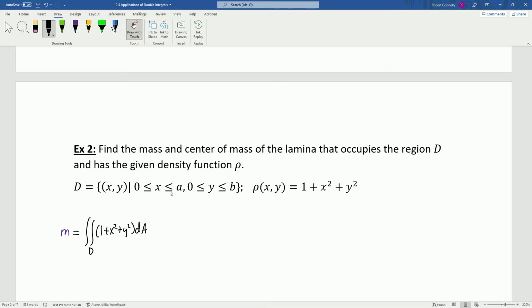Okay, and what do we have here? We have x goes from 0 to a, and y goes from 0 to b. So we could really choose whichever way we want to set this up. How about we integrate with respect to x first? It doesn't make much difference here. And then y. Integrating with respect to x gives us x plus x cubed over 3 plus y squared x, evaluated from 0 to a, dy.